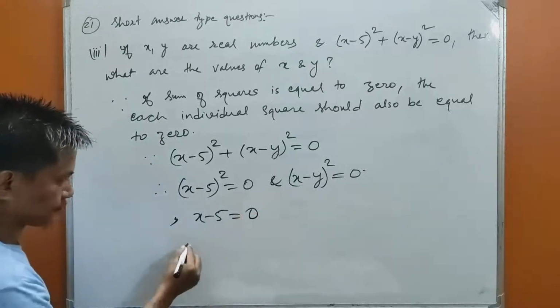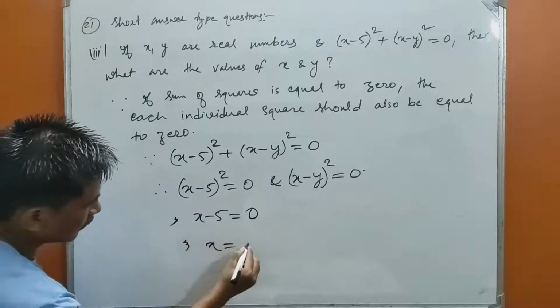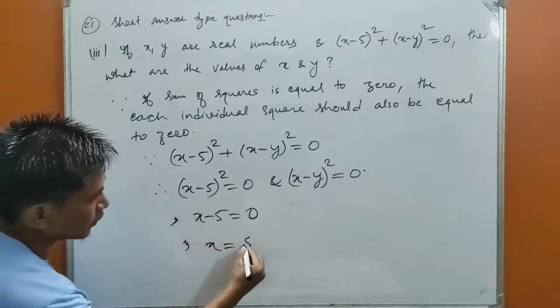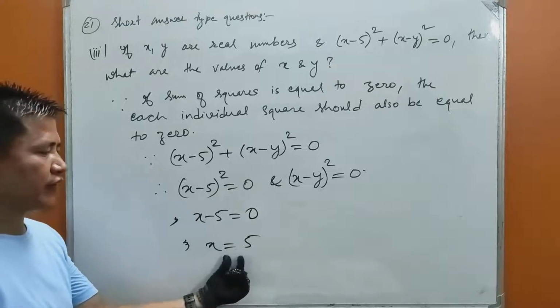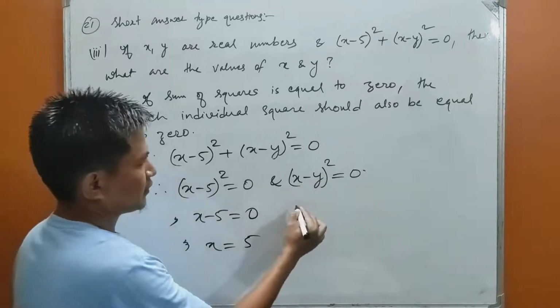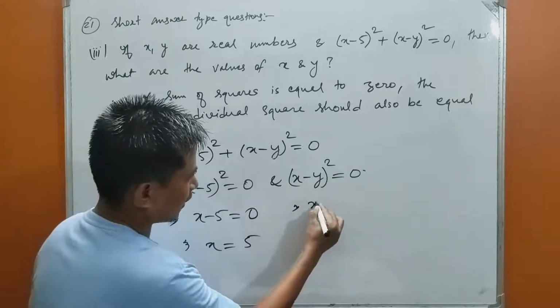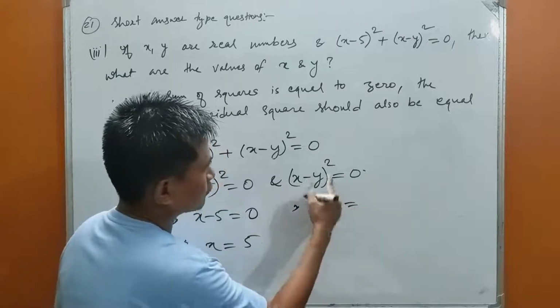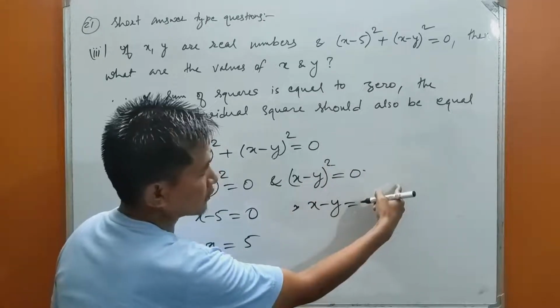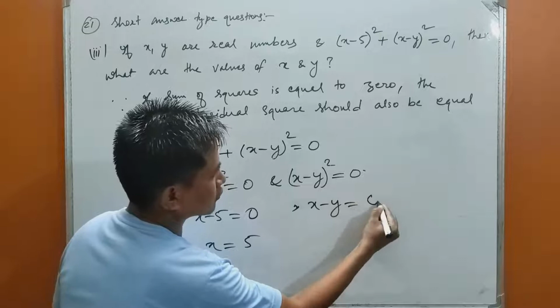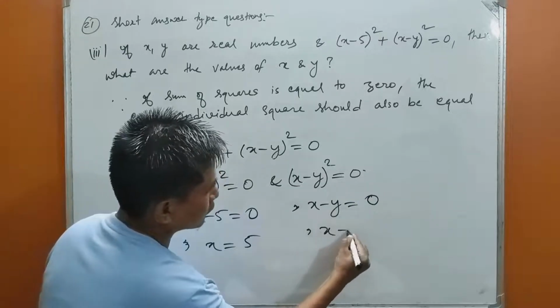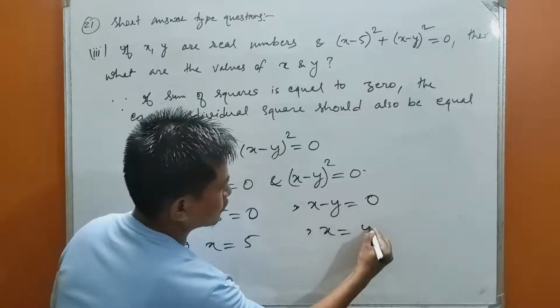Root 0 means 0. So x will become minus 5 equals to plus 5. Okay, the value of x is plus 5 here. Let's solve this. Or x minus y equals to square, if you take to the right hand side, it becomes root under 0. Root under 0 means 0. Or x equals to minus y becomes plus y.